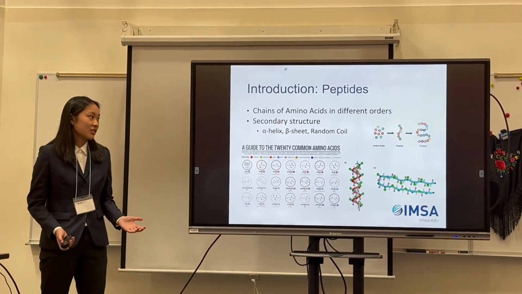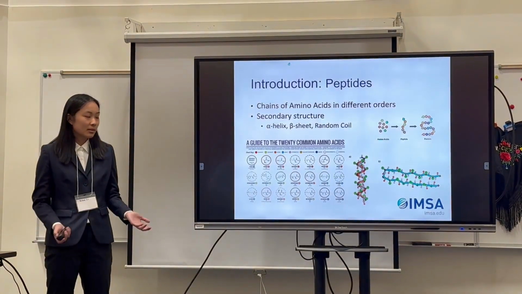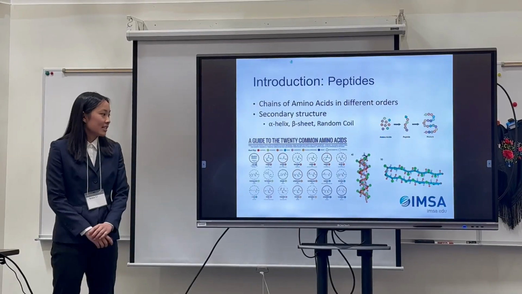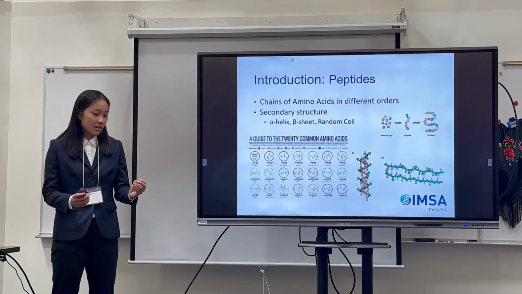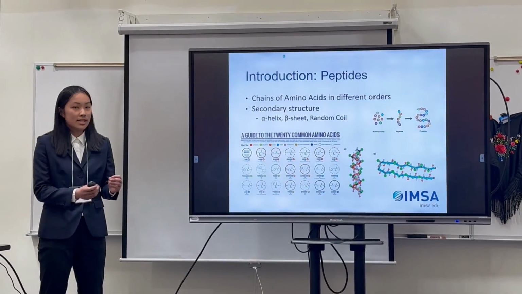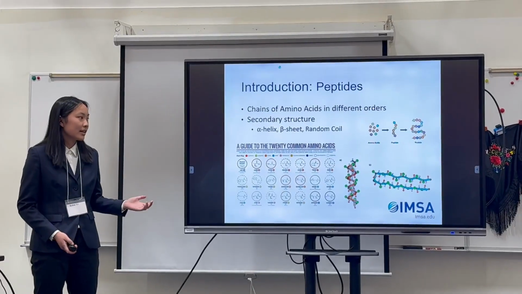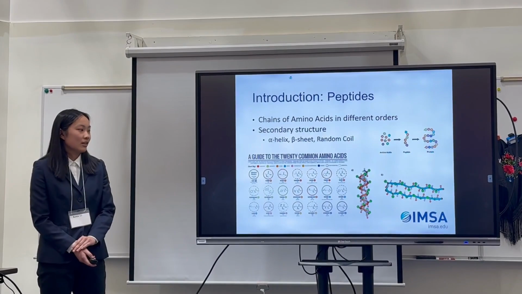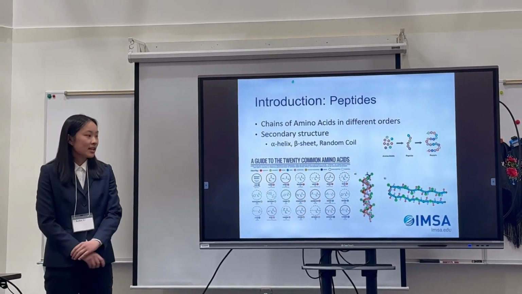So peptides are constructed of amino acid building blocks. Here are 20 common amino acids, and essentially based on which amino acids you use in your peptide, or the sequence of them, it'll have effects on the structure that the peptide ends up assembling into, and also the different properties of the peptide.